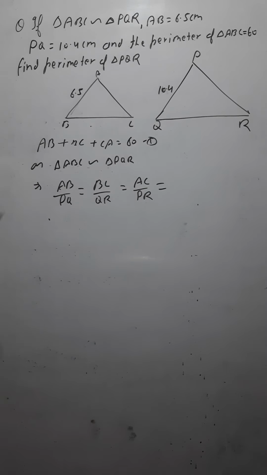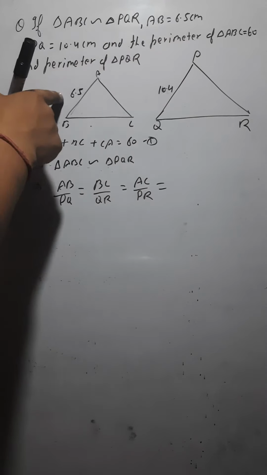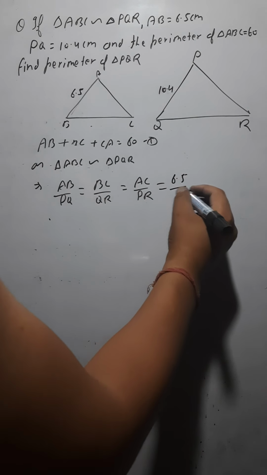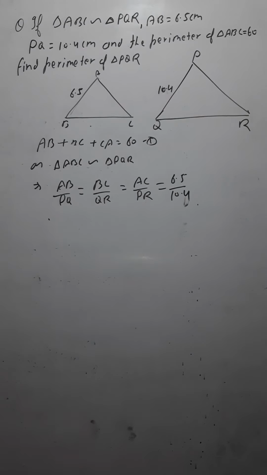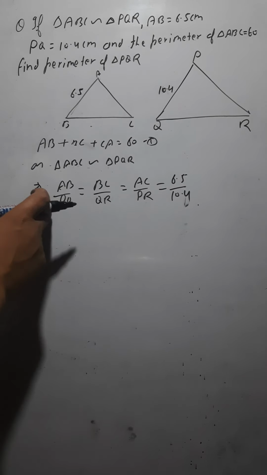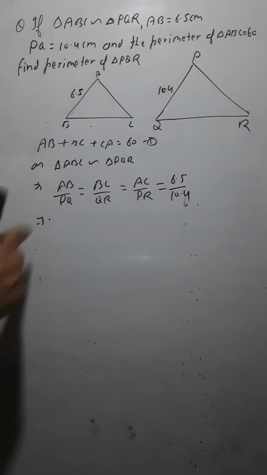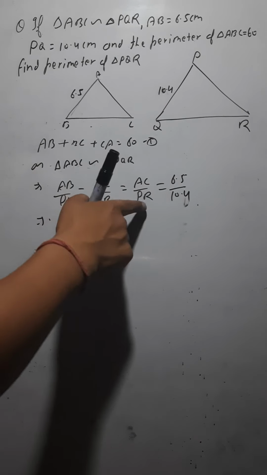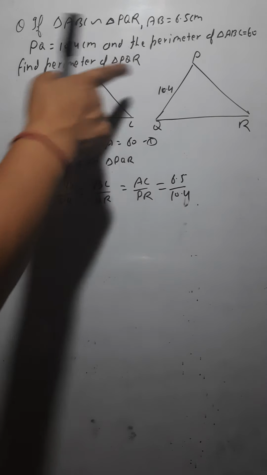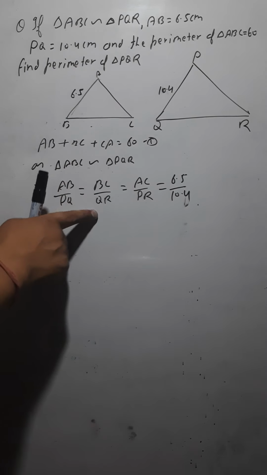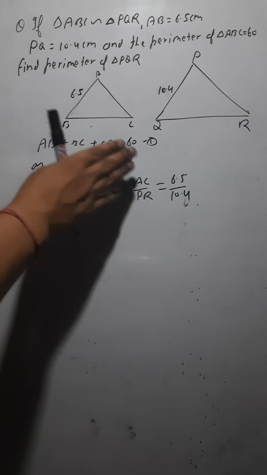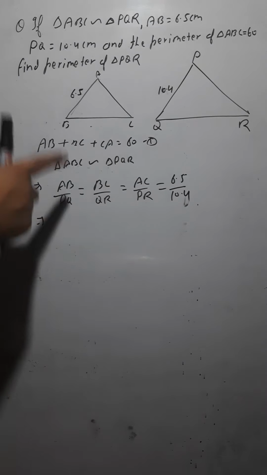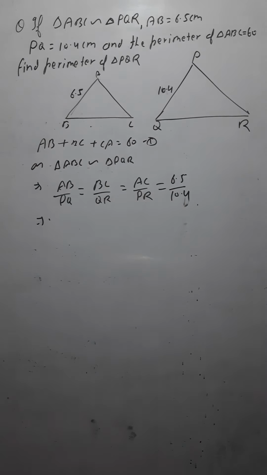AB by PQ is 6.5 by 10.4. Because all the ratios are equal, if AB by PQ is 6.5 by 10.4, so BC by QR also would be 6.5 by 10.4. Similarly, AC by PR would also be 6.5 by 10.4. It means all the ratios should be the same, isn't it? Because only then both the triangles are similar.